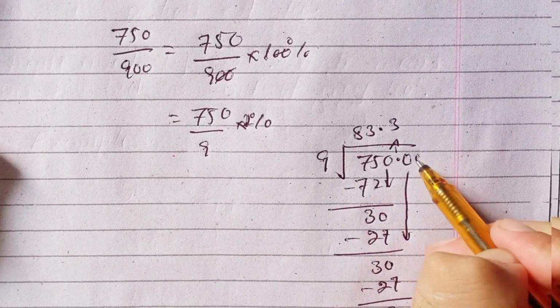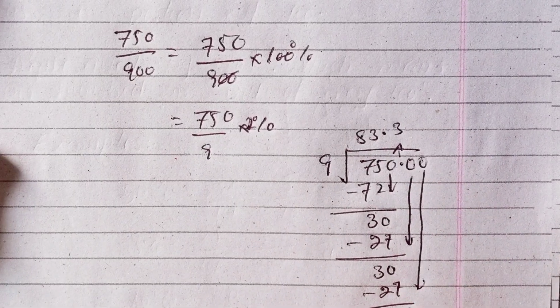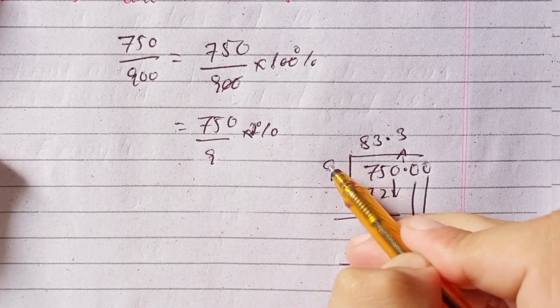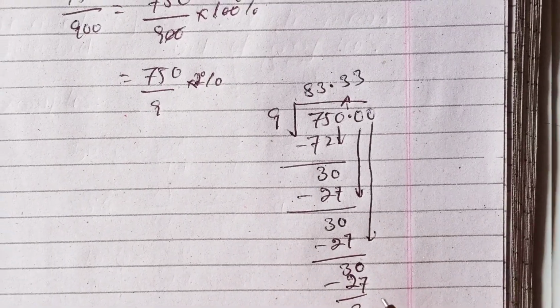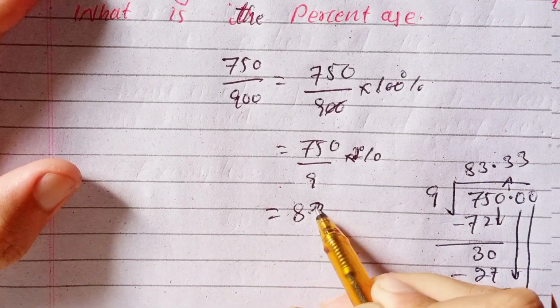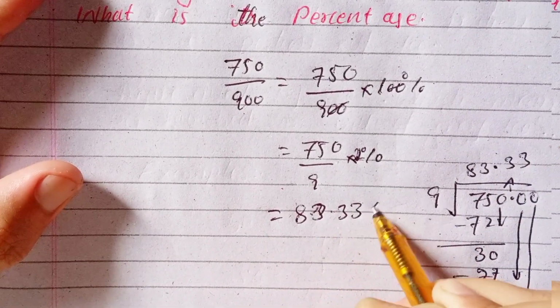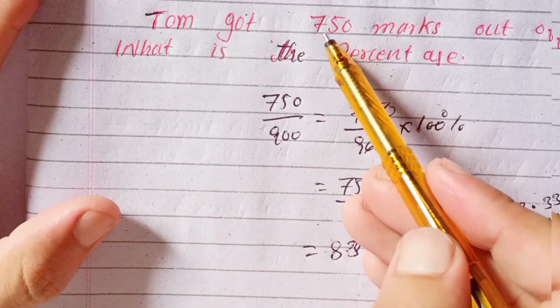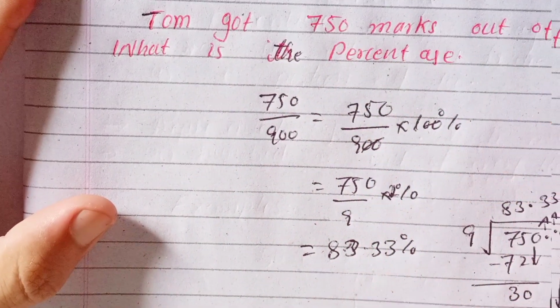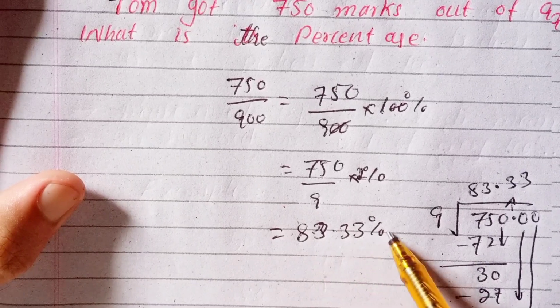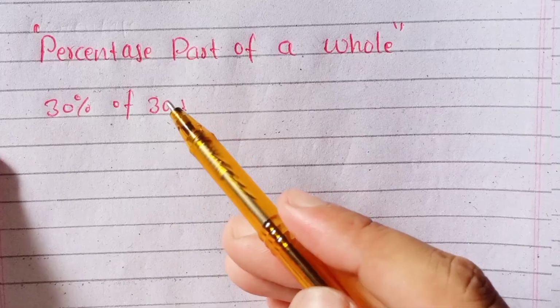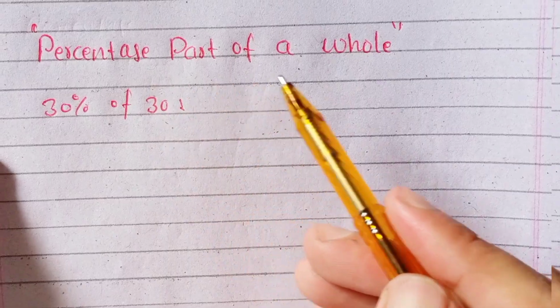So again put 0 in the dividend and bring it down near 3 to make it 30. Again, 9 times 3 is 27. 27 from 30, the remainder is 3. Our answer is 83.33%. So if Tom got 750 marks out of 900, his percentage will be equal to 83.33%.